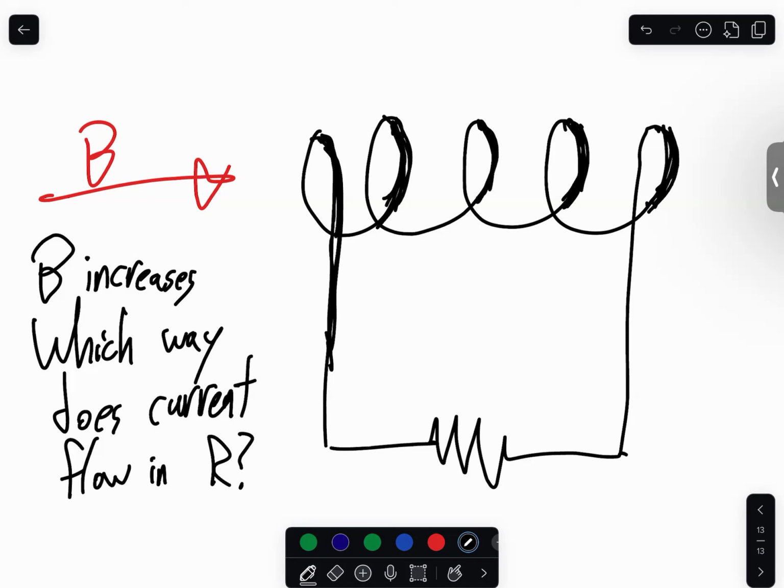The question is, which way does current flow in the wire, in the resistor, which you can only figure out if you can reason about which direction current has to flow in the secondary to make a reaction field point left. It's a multi-step process. You can't just say one thing, one step.